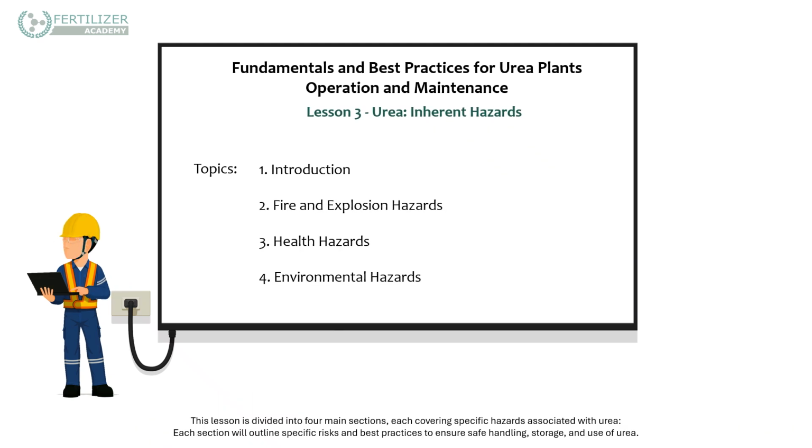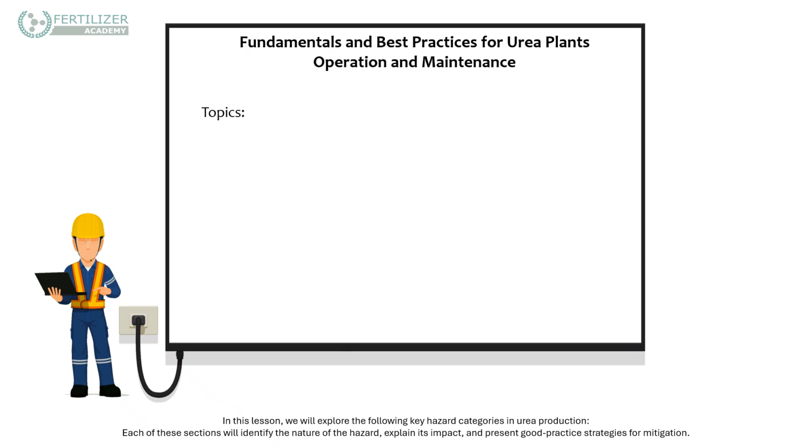Lesson 3. This lesson is divided into four main sections, each covering specific hazards associated with urea. Introduction. Fire and explosion hazards. Health hazards. Environmental hazards. Each section will outline specific risks and best practices to ensure safe handling, storage, and use of urea.